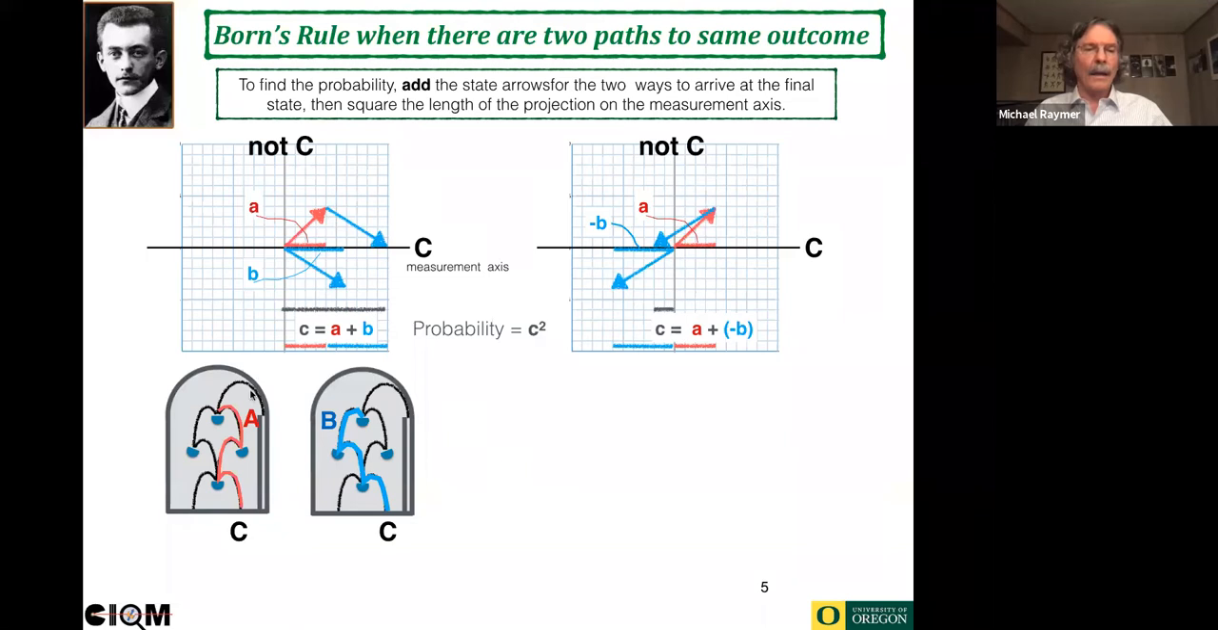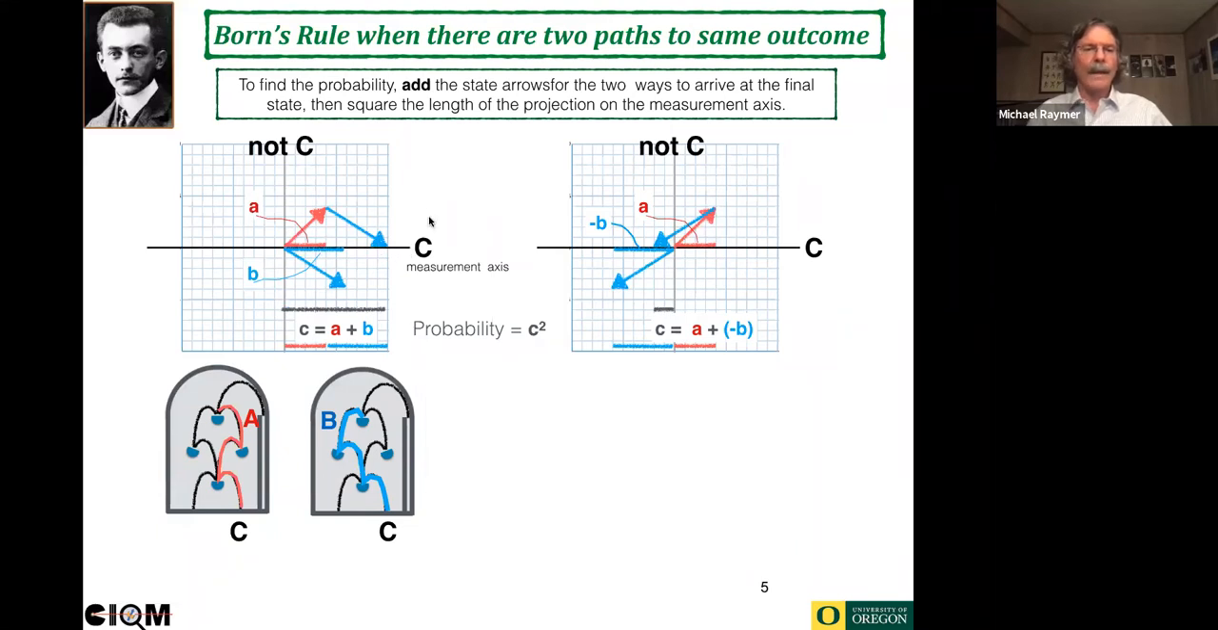If the A path, which is the right path leading to the state C, is shown here, and it has this red arrow, which has a projection onto this C measurement axis with a length little a. And the perpendicular axis is called not C. So it's C and not C. And when we only have two possibilities, like in any qubit, we can always represent the states on a square grid like this.